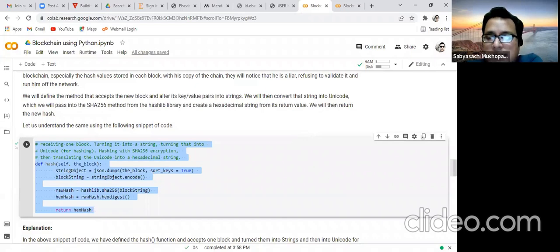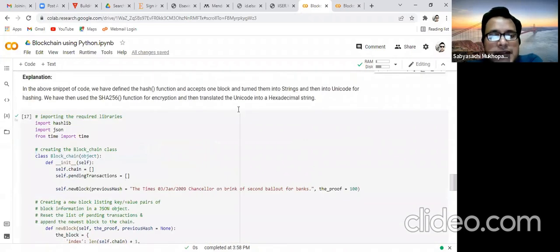Now, the explanation portion I have already explained: in the above snippet of code, we defined the hash function, which accepts a new block and returns it as a string. Then we converted it into Unicode for hashing purposes, and then we used the SHA-256 function for the encryption, translating the Unicode into a hexadecimal string. So the entire portion has been explained there.